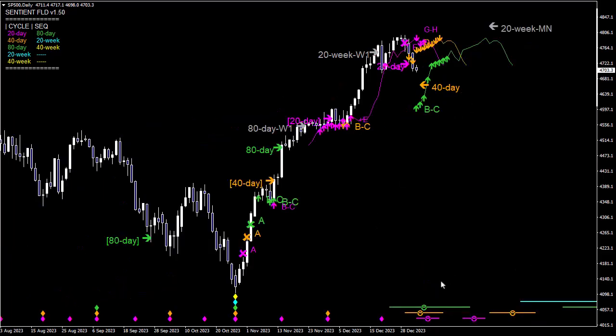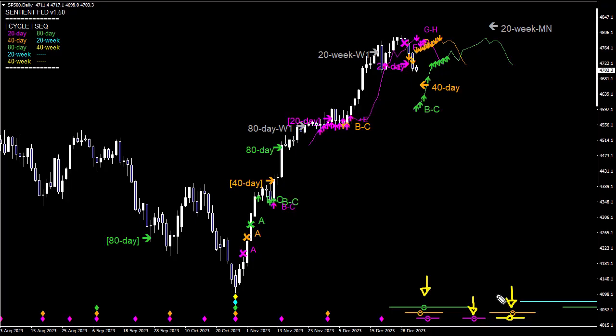Zooming out again, let me point out something else about the cycle analysis. Here we have the 80-day cycle trough, of course. Here we have the circle and whiskers for the next 20-day cycle trough. And here is a circle and whiskers for the next 40-day cycle trough. Why isn't there a circle and whiskers for the 20-day cycle trough beneath it? It's because of the shorthand method that we are using in the sentient FLD indicator.